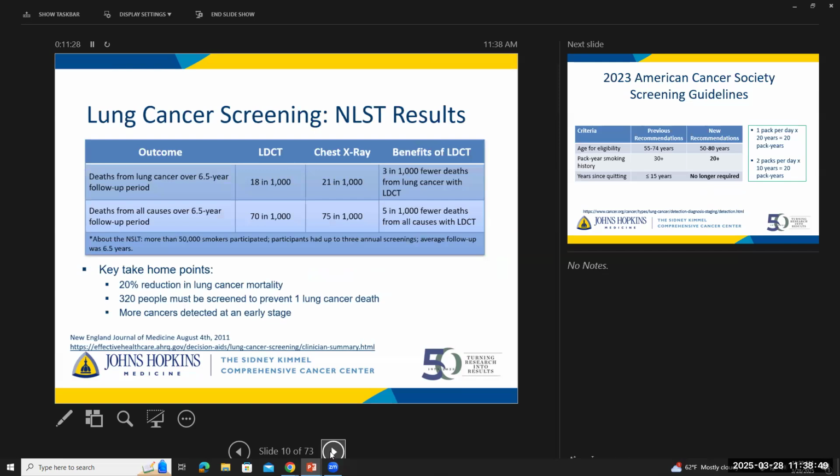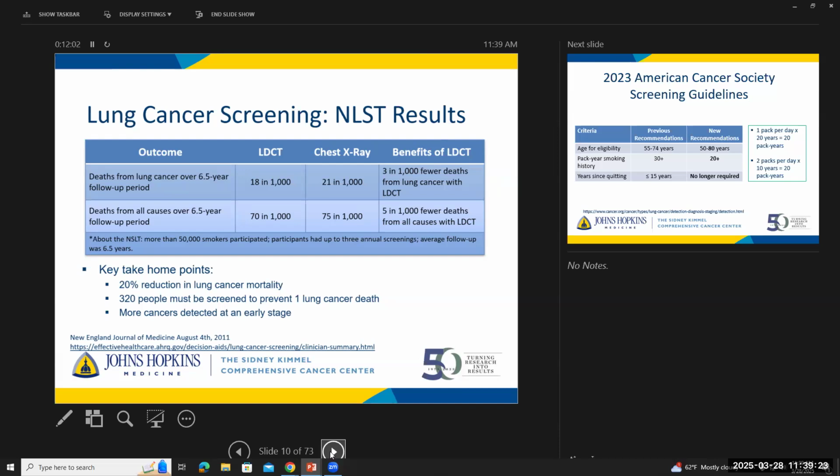And what we found was that there was a significant improvement in the reduction in lung cancer mortality. So low-dose annual CT screening reduced lung cancer mortality by 20%. But the number of people that you had to invite to get screened in order to prevent one death from lung cancer was 320. So that's pretty big, right? And so from a large population health standpoint, that's a lot of people that need to undergo screening in order to prevent one patient from dying from lung cancer.